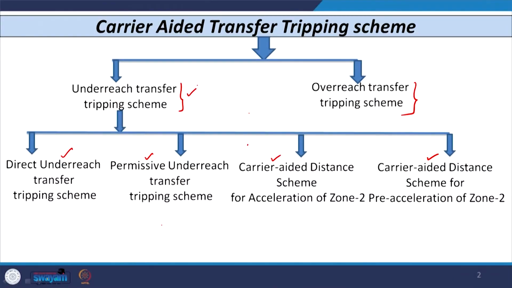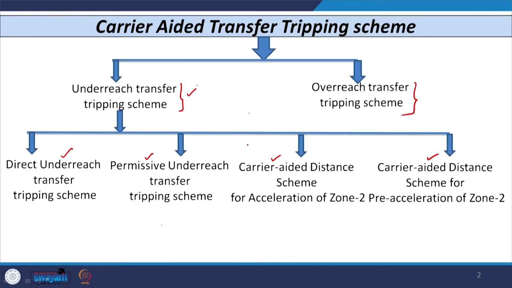Again, as I told you earlier, the carrier tripping scheme or carrier added transfer tripping scheme works on the principle that whenever the carrier signal is received from the other remote end substation, and that carrier signal is used for the tripping of the relay, then that is known as a carrier tripping scheme. Under that, it is classified as underreach and overreach, and in underreach there are 4 different schemes available. So, let us start our discussion with the underreach transfer tripping scheme.